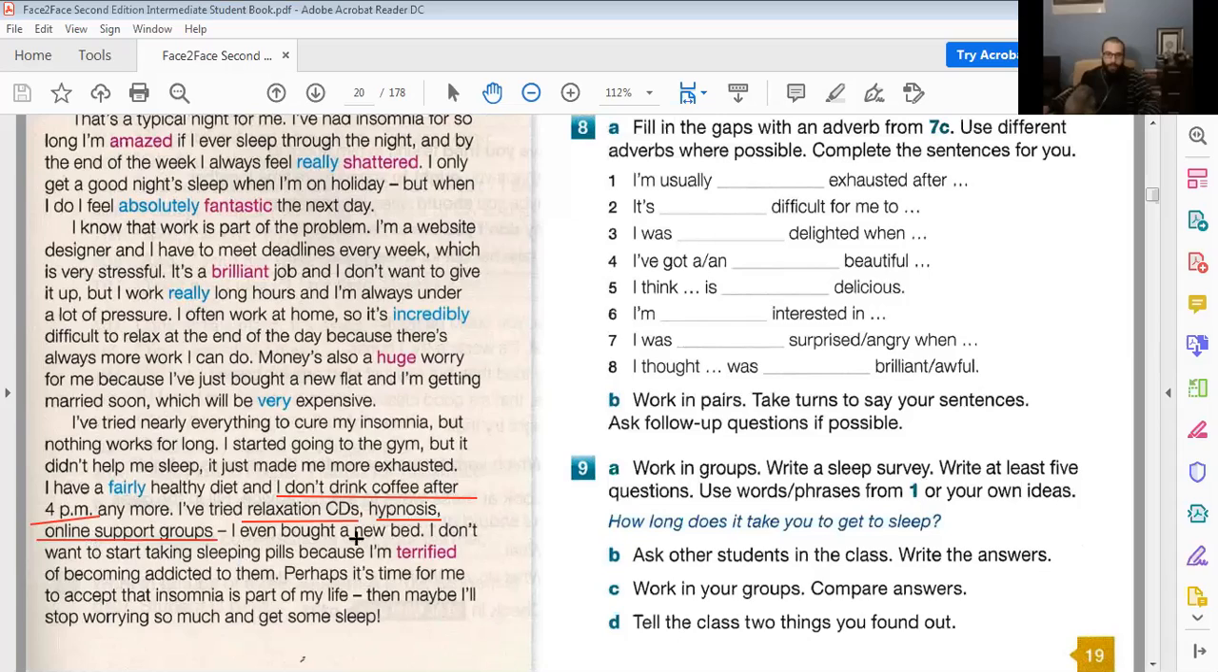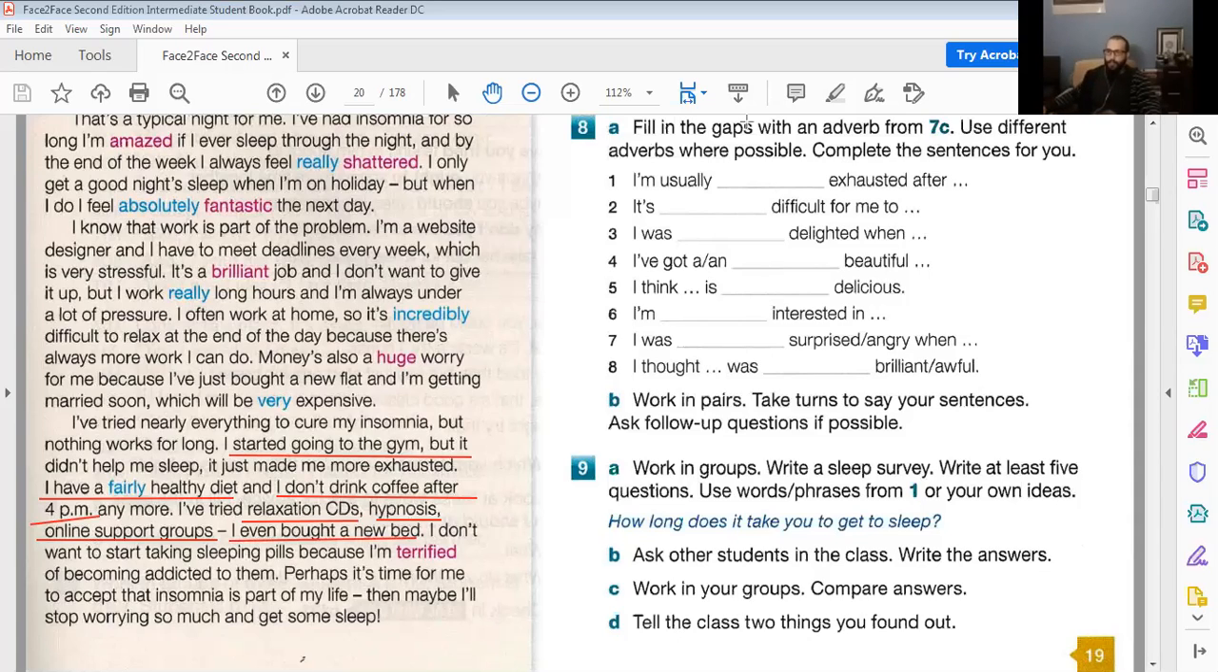Yes. He tried this, he tried online support groups, and bought a new bed. A new bed. Okay, so he's tried a lot of things, right? He also talked about the gym. He said, yes, I started going to the gym. He also has a healthy diet, because some experts say a bad diet will make it worse, right?